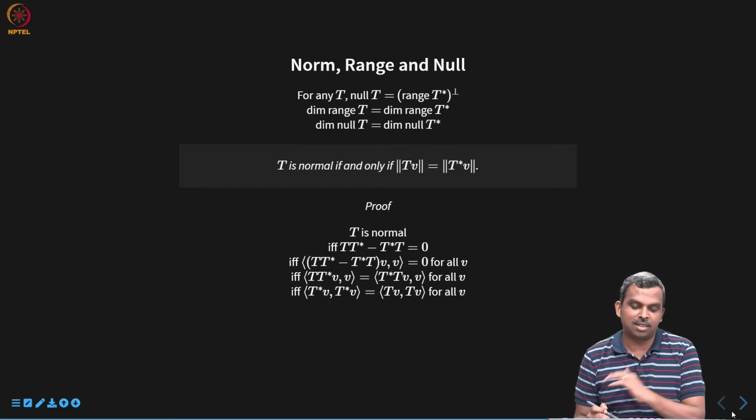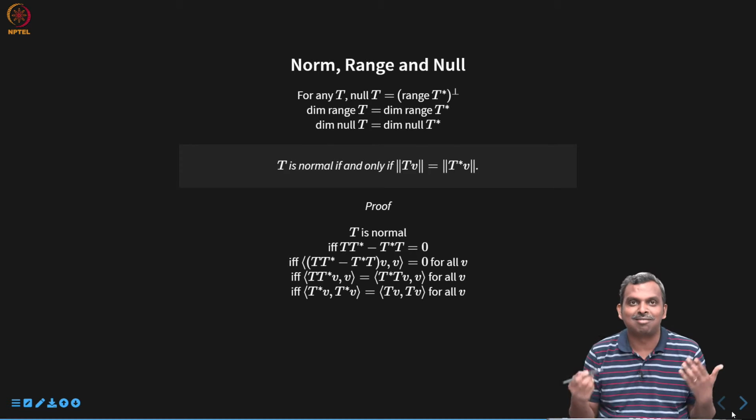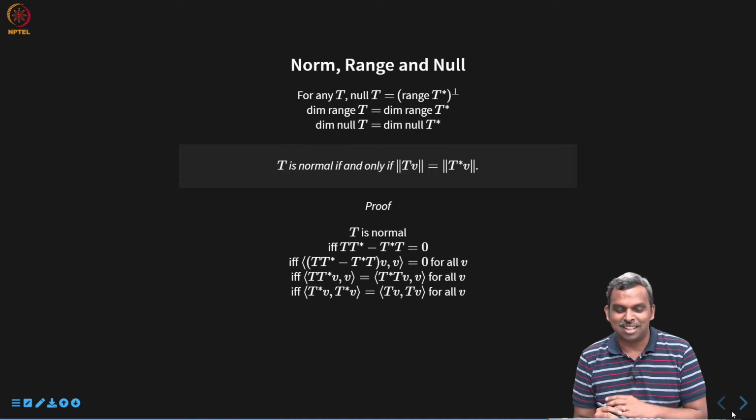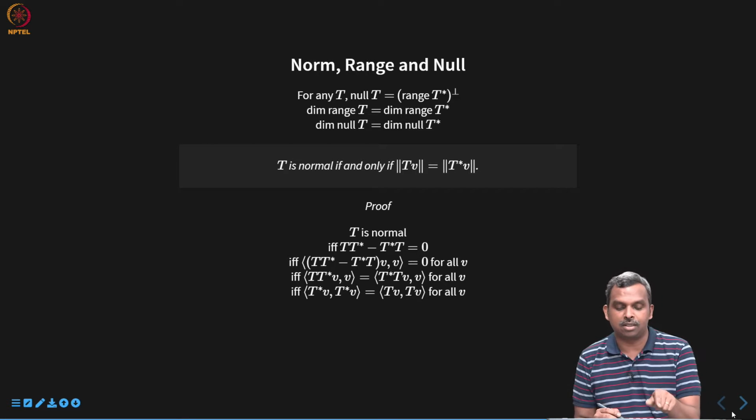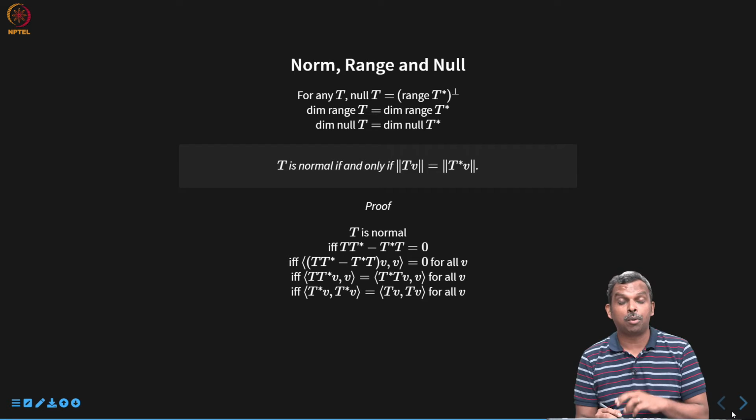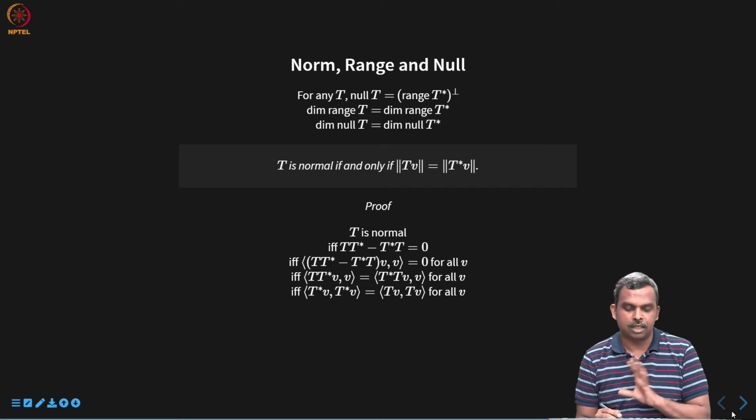So perhaps this is the reason why they call it normal. I don't know, I'm just conjecturing here. There's nothing usual or routine about these operators, which are so special that they make norm TV equal to norm T star V. So this is a very important and crucial relationship. For normal operators, the norm of TV equals the norm of T star V. So whether you hit it with the operator or the adjoint, you get the same norm. That's what it means.